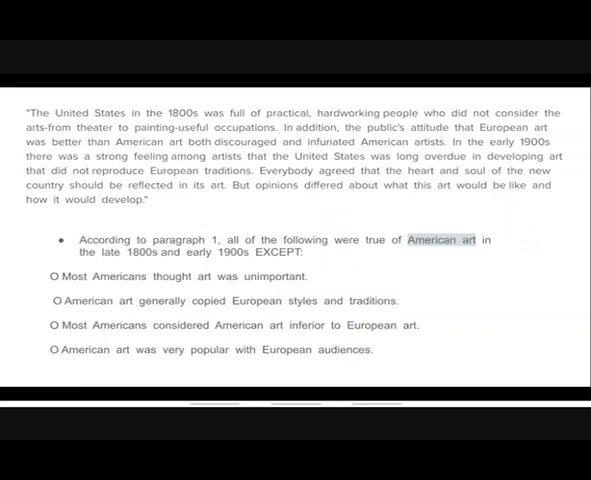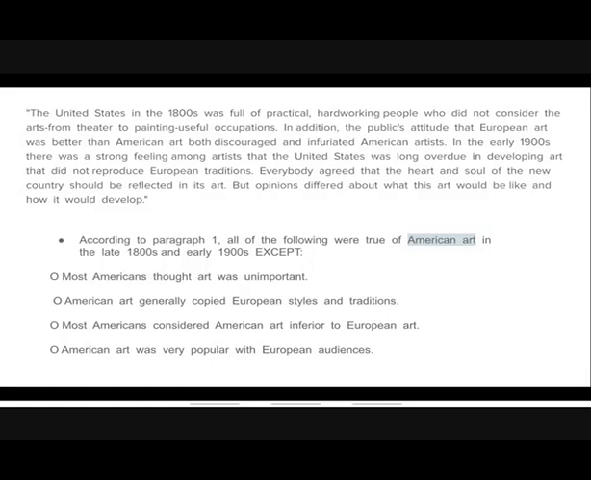"According to paragraph 1, all of the following were true of American art in the late 18th century and early 19th century except." American art here is not a keyword. Actually, I highlighted this one just to remind you that we have to keep in mind that we are talking about American art features. We read the choices and try our best to remember them when we read the paragraph.